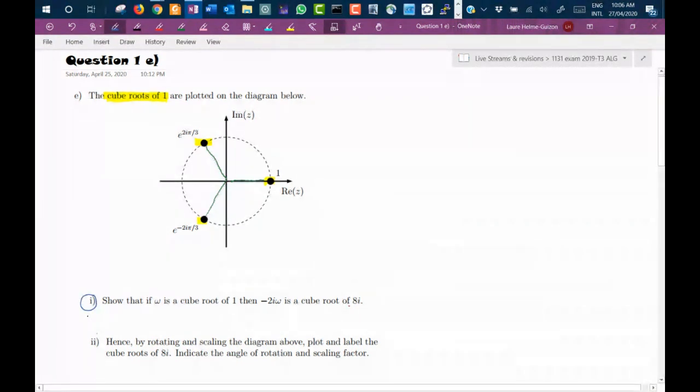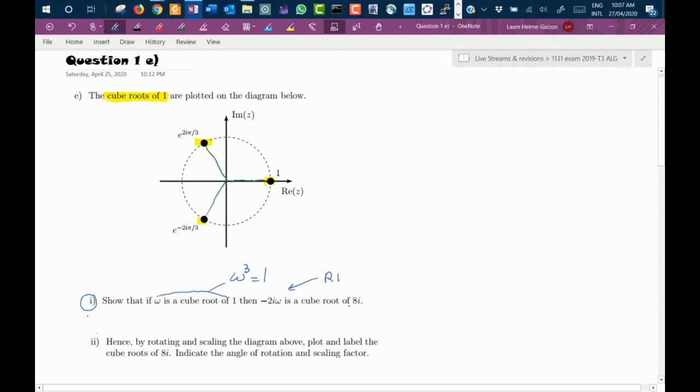Show that if omega is a cube root of 1, that means omega could be either of those three complex numbers. So we want to do a general proof for all of them. So let's just write what it means. Omega is a cube root of 1. What it's telling us is we know that omega cubed is 1. Okay? And if that's the case, we need to show that minus 2i times omega is a cube root.